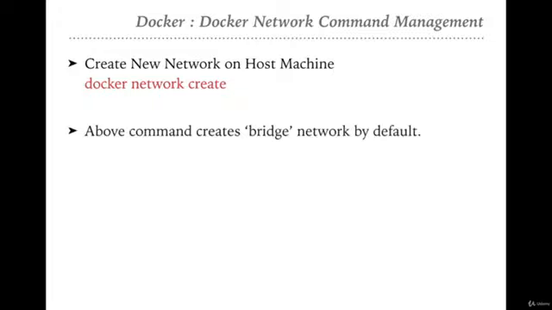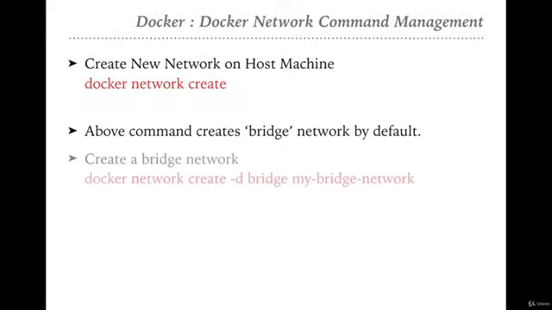Once you execute the above command, it will create a default bridge network, right? So by default the bridge network is assigned to all the containers, and when you are not defining which kind of network or driver you want to use, then any network which you create on a Docker host machine will be created and assigned to the driver which is called bridge, right? And we have discussed the bridge in the previous lectures.